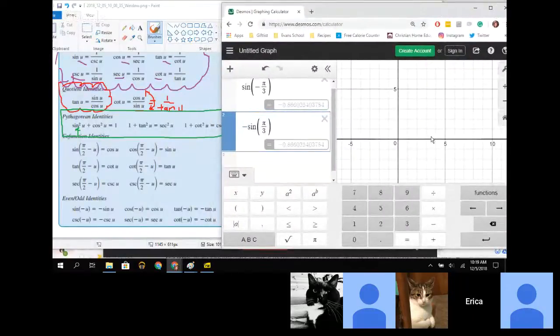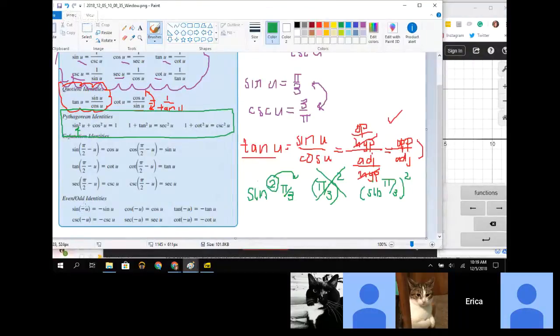Okay, so you can do that for the sine. If you have a negative inside, you can just put it on the outside and take the regular. You can do that for the tangent. If you have a negative on the inside, you put it to the outside. You can do that for the cosecant. If you have a negative on the inside, you just pull it out. And you can do that for the cotangent.